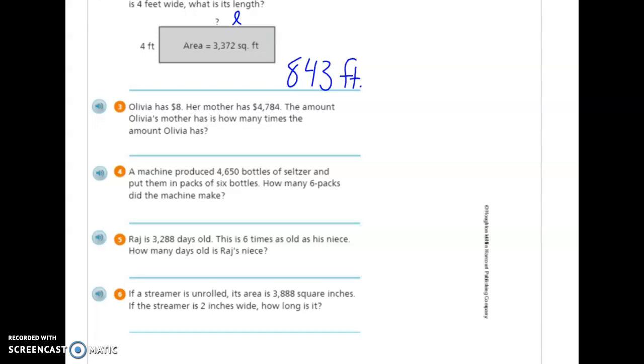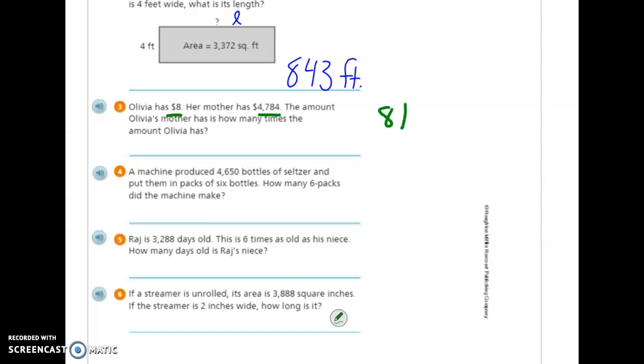So clearly her mother has more money, a lot more money, right? A lot of kids will read this and they'll think times, oh, I've got to multiply. And so then they'll multiply the 4,784 times the 8, and they're going to get a huge number. And then they're going to be saying that Olivia has that many times more than the mother. Well, that's not true. The mother has more. So this is a case where you're dividing. So be careful if you see the word times in your problem. It doesn't always mean divide or multiply. In this case, it means to divide.